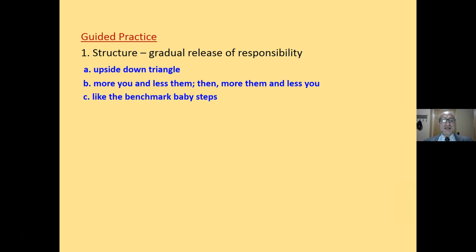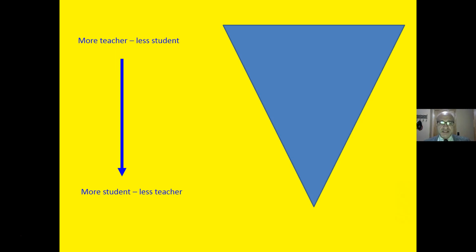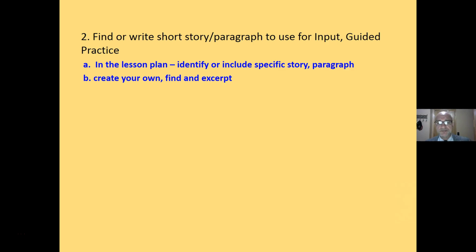Now, guided practice is structured with a gradual release of responsibility. Think of an upside-down triangle with more of you and less of you as you move them through. It's like a benchmark on an IEP. You have baby steps towards that goal. This is a visual. More teacher during guided practice, and then less teacher and more student. Gradual release of responsibility so that they can do it.